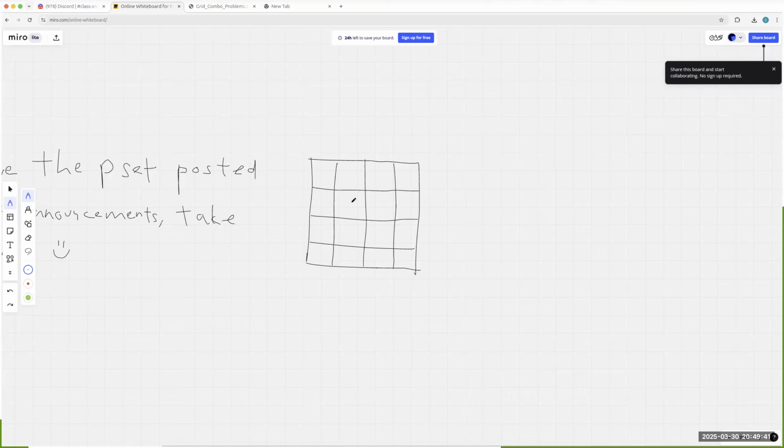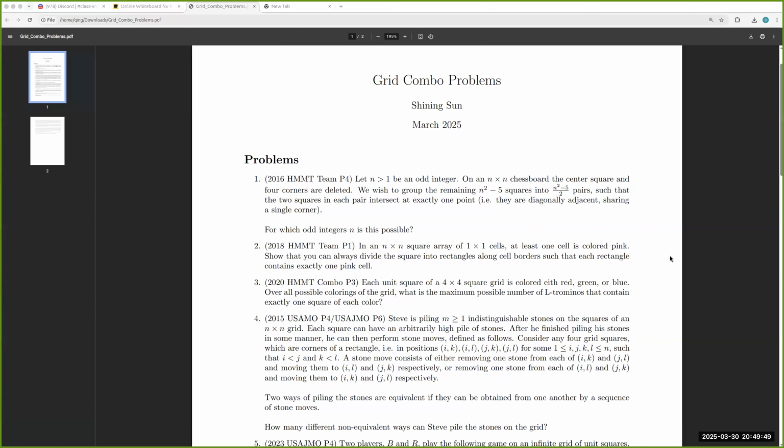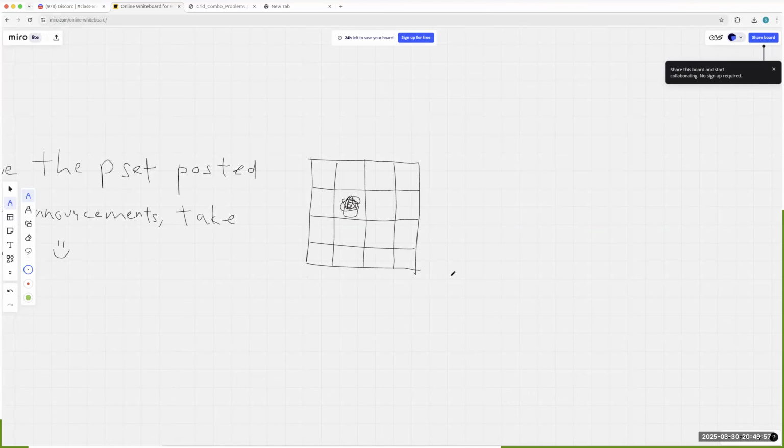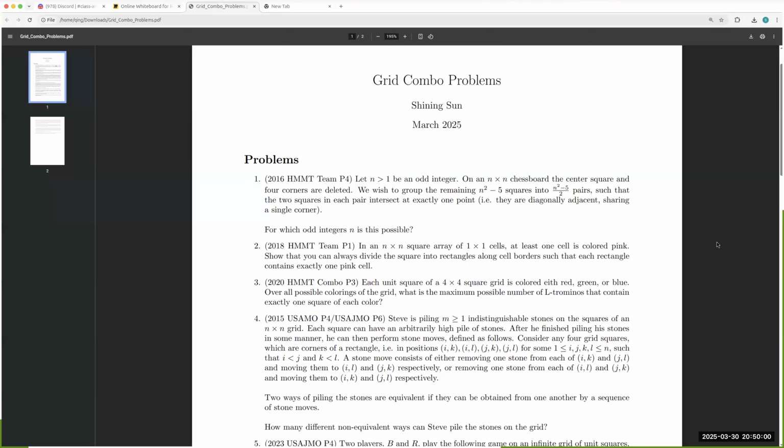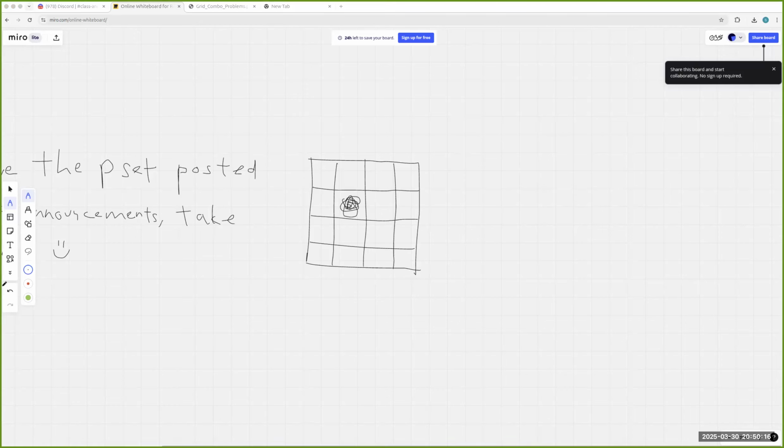So let's look at the example where I colored this square. We're asked to show that you can divide the square into rectangles along cell borders such that each rectangle contains exactly one pink cell. So when there's exactly one pink cell, what can we do? This is quite easy, so any of you can put the answer in the chat. When there's exactly one pink cell, what division do we do? Yeah, so we just take the entire thing.